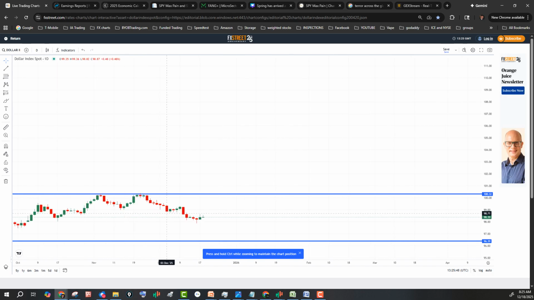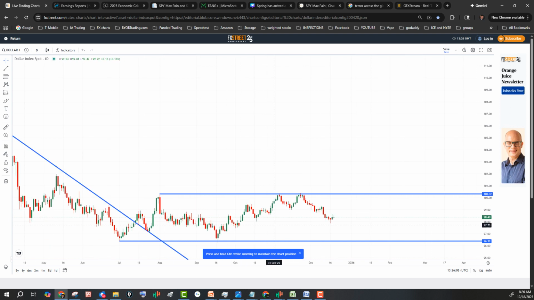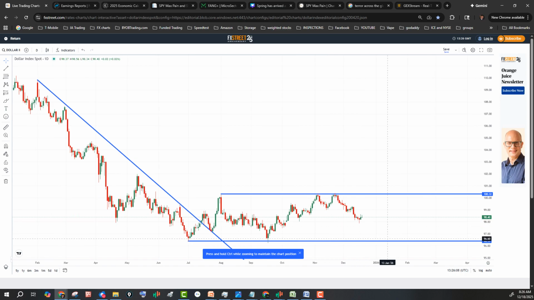98.34 right there. Okay, you can see we made a double top, so we failed to make a significant higher high. There's the low between the two peaks. We made a lower low, so that puts us in a downtrend. We made a lower high and another lower low, so we're in a downtrend within the bear flag. Hopefully we get down here to the bottom.